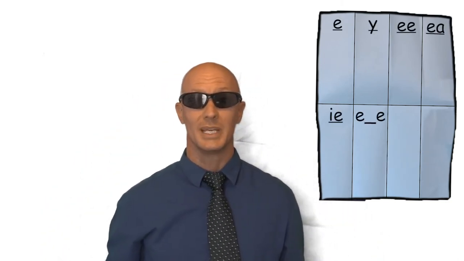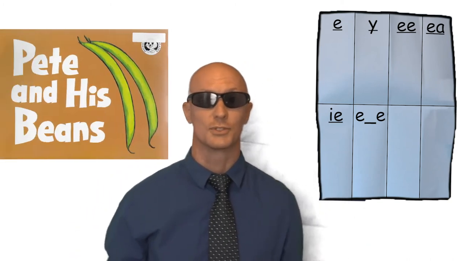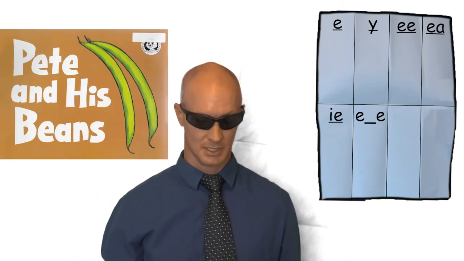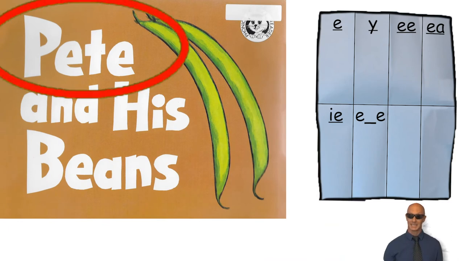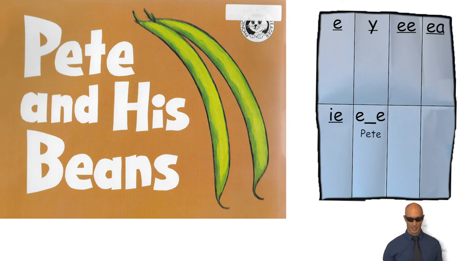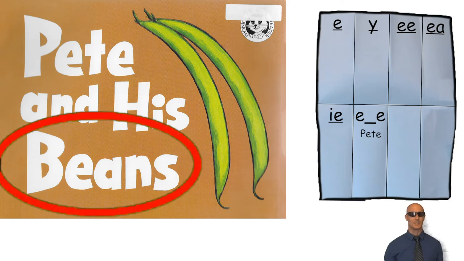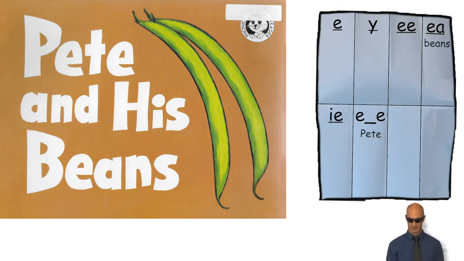And now it's time to read Pete and His Beans again. So let's look for those long E sounds. Pete and His Beans. Pete. Where does that one go? E blank E. Good. Beans. Where's that one? Bean. E-A.